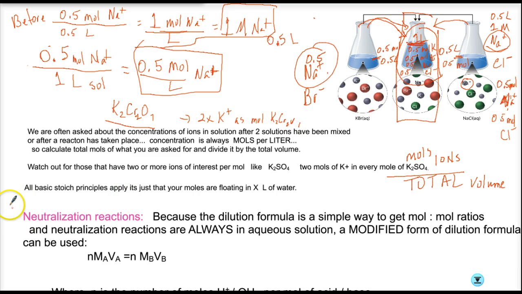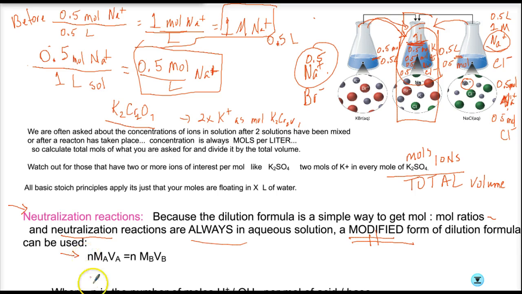All right, so neutralization, I was asked today about this. Because dilution formulas are a simple way to get to mole-to-mole ratio, and that's the way our reactions happen, and because neutralization reactions, that's acid-base reactions, are always in aqueous solution. You cannot have an acid or a base unless it is an aqueous solution. And so we can use a modified form of the dilution formula, but it must be modified or AP will not give you that point. If you put a 1 down here and 1 down here and a 2 and a 2, they're going to say nope, no point. But this works.